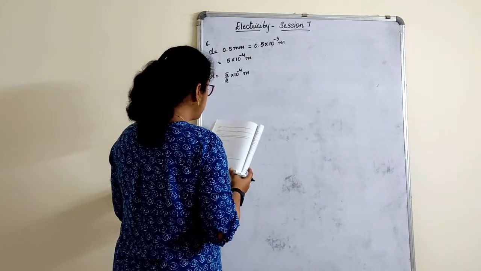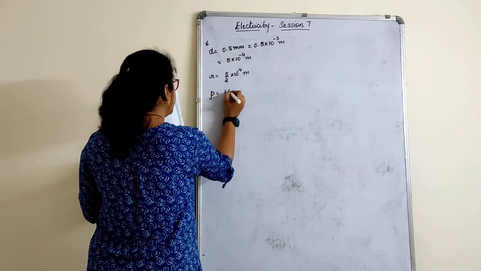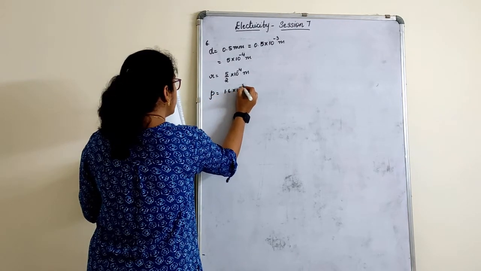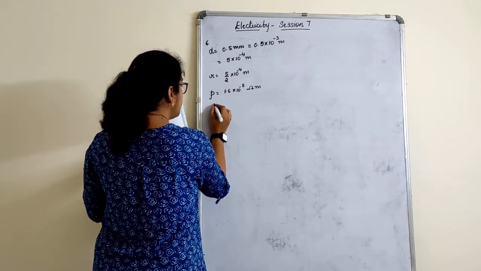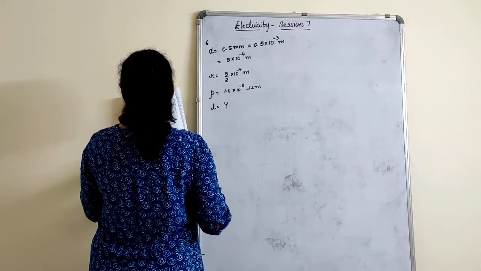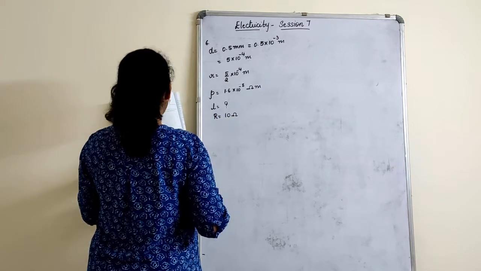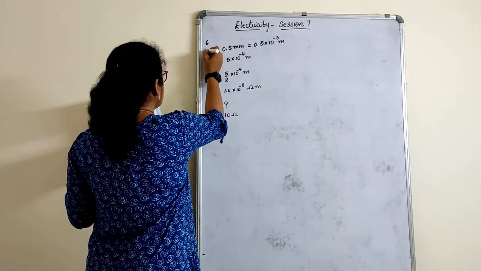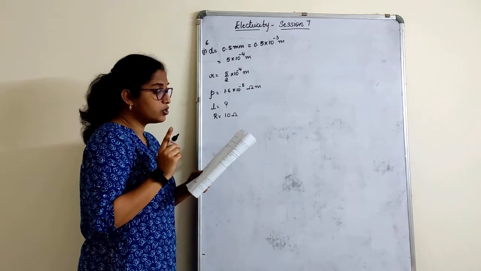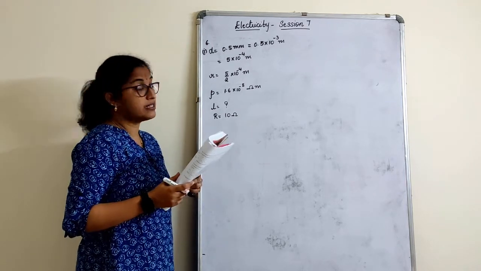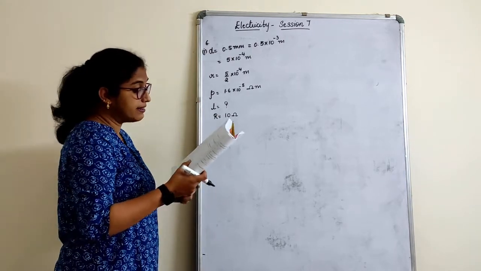Same as the conversion we have done for the previous sum. Then what have they given? Resistivity rho is given as 1.6 into 10 raised to minus 8 ohm meter. What will be the length of the wire if the resistance is 10 ohms? This is the first part of the question. In the second part, how much does the resistance change if the diameter of the wire is doubled? Let us first calculate the length here.